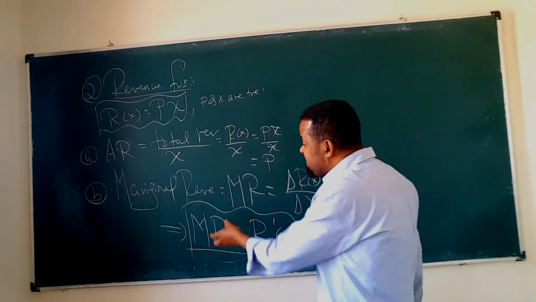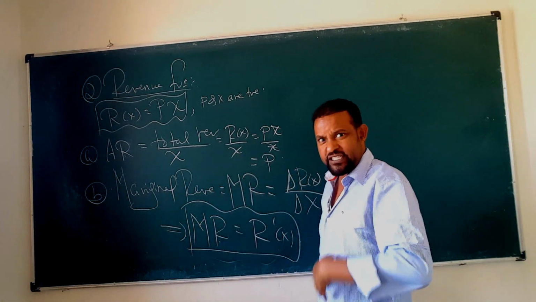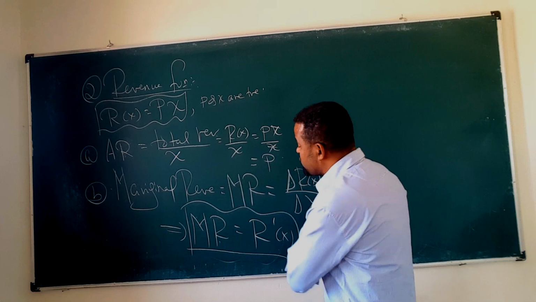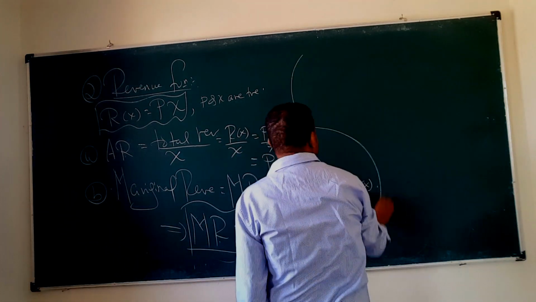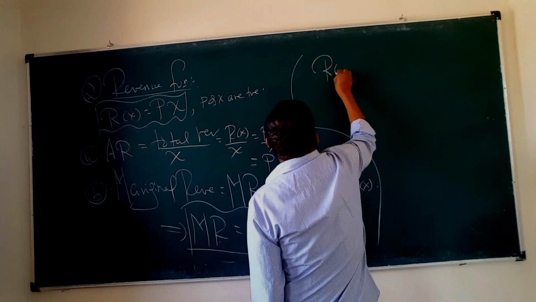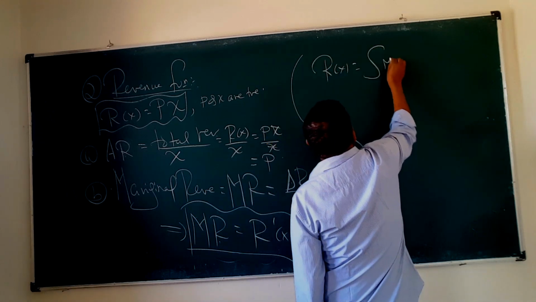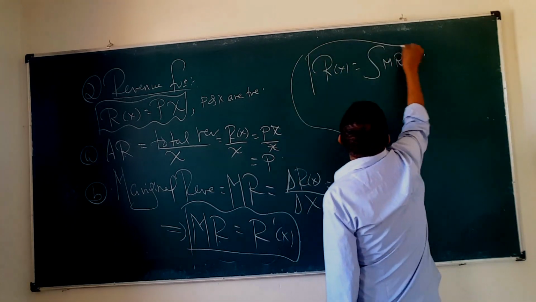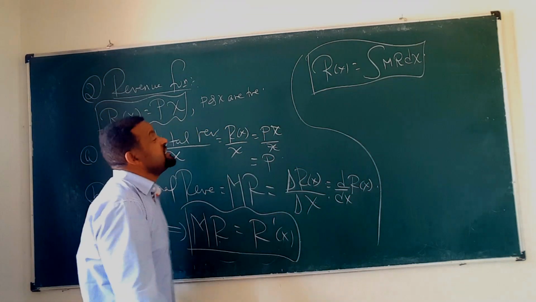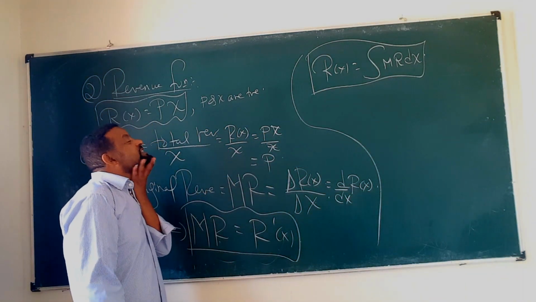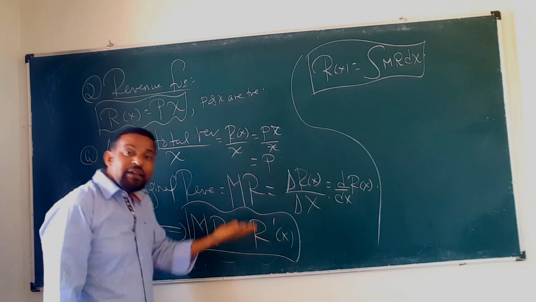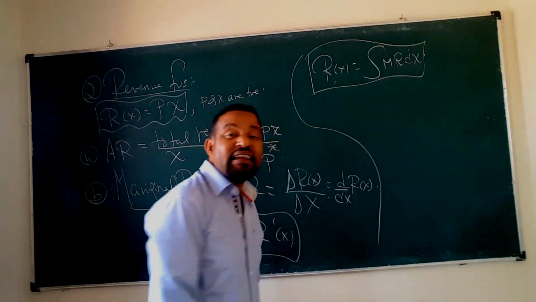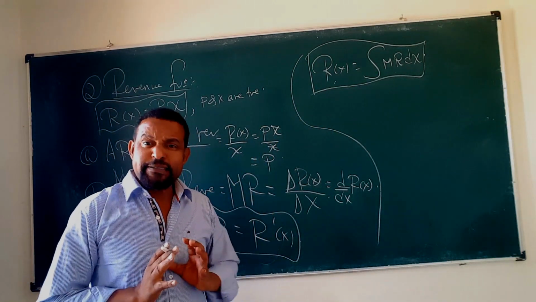In case the marginal revenue is given as a function of the output X, and the revenue function is asked, you need just to integrate the marginal revenue function. So the revenue function R of X is given by the integral of the marginal revenue function, as a function of X, with respect to X. If the marginal revenue function is given in terms of X and you have been asked for the revenue function, then you integrate that marginal revenue function with respect to X.